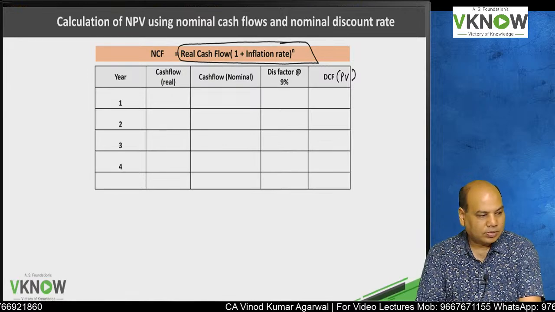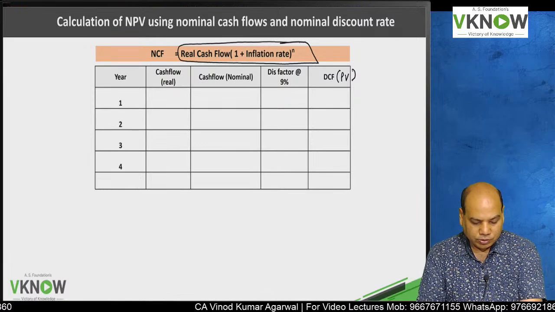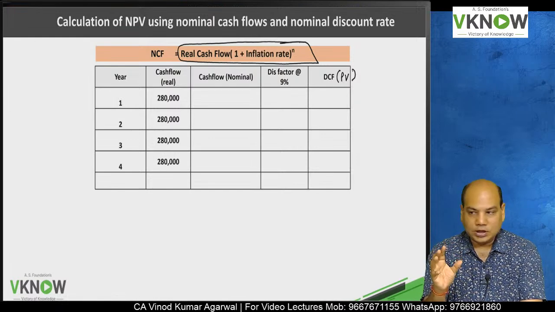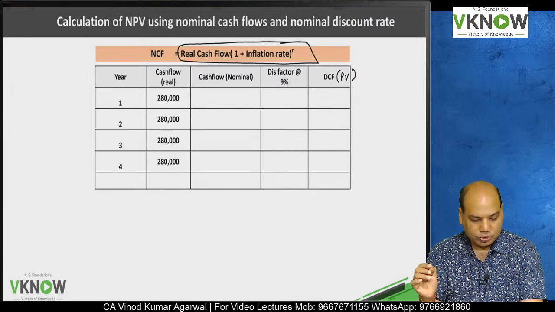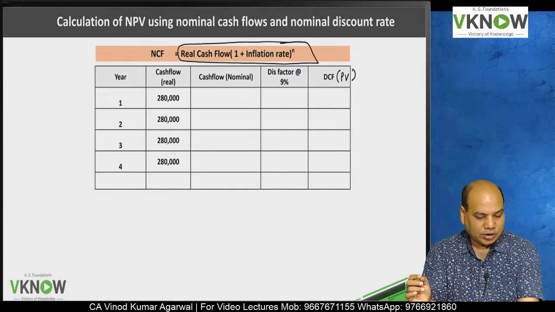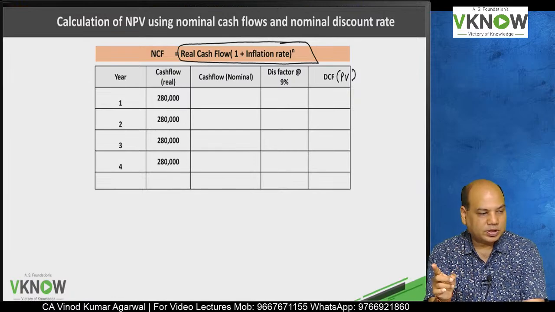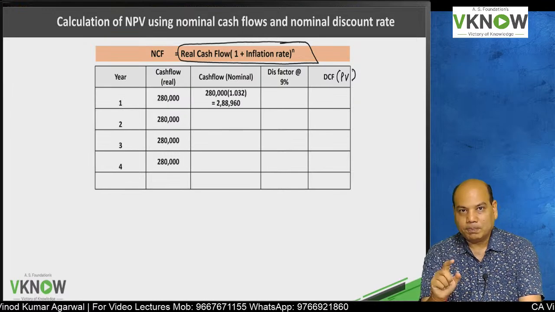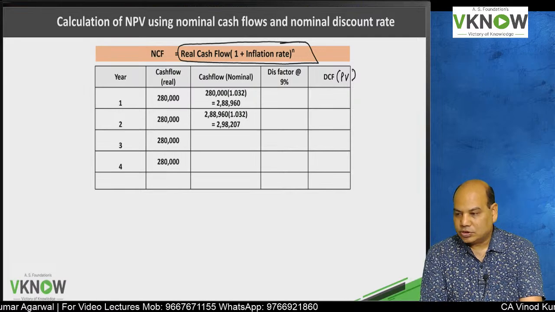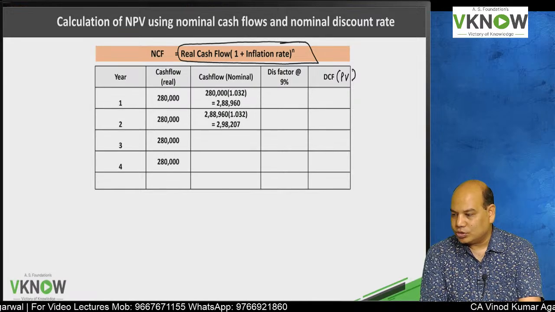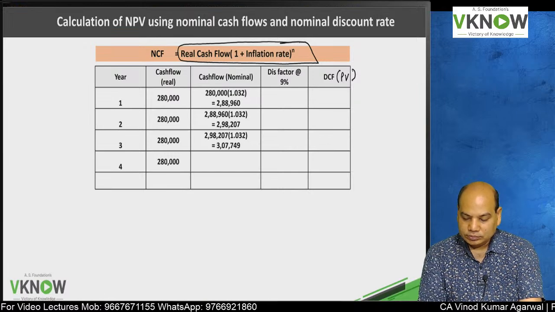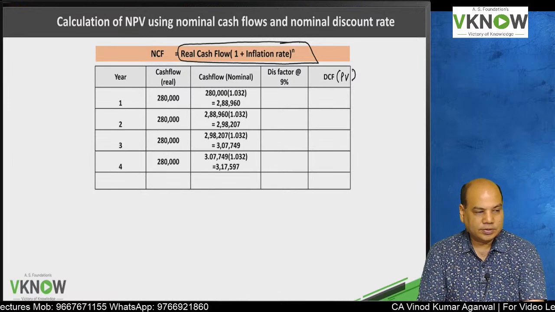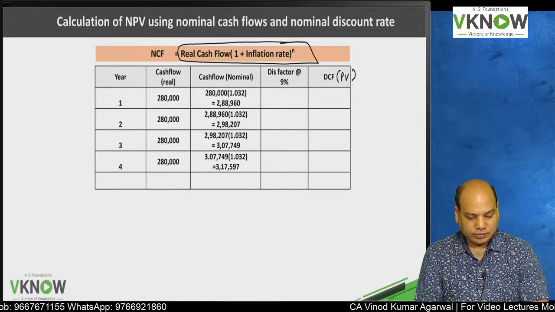First column, year column complete, 1, 2, 3, 4. Cash flow real is 2,80,000 every year, real without inflation. Nominal will be, your inflation rate is 3.2%. 2,80,000 plus 3.2% is 288,960. Plus 3.2%, this is shortcut, 298,207. Plus 3.2%, 307,749. And plus 3.2%, you will get 317,597. So this is my task.